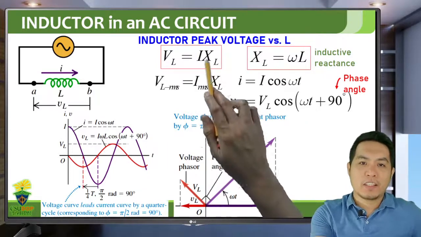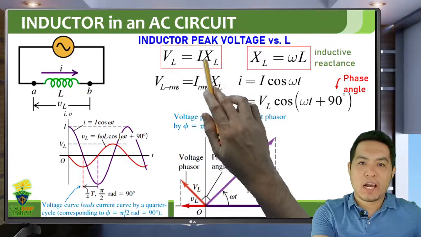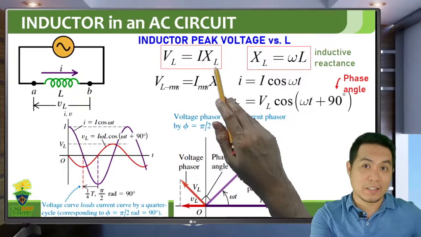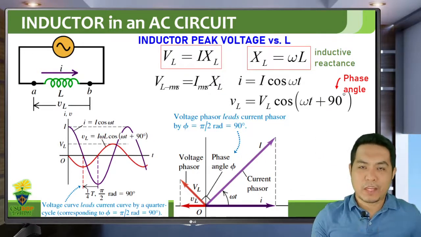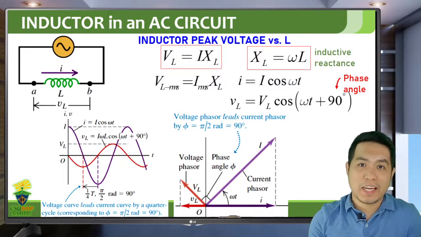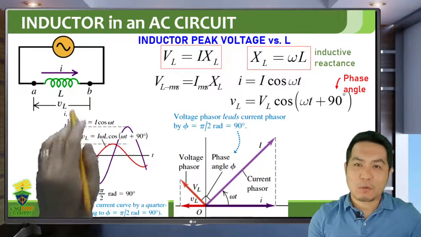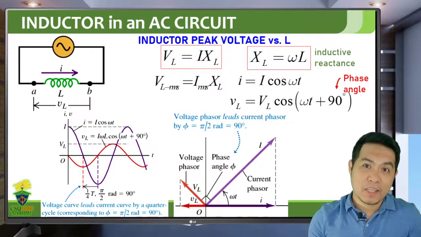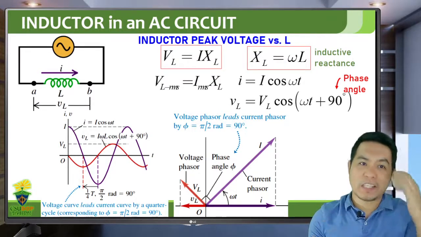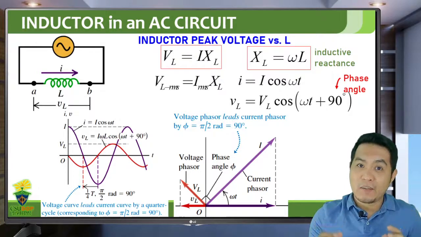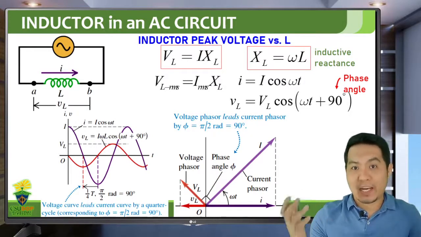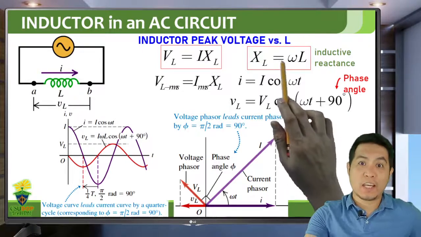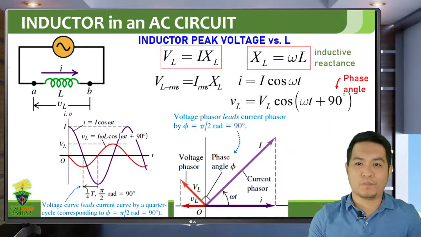Take note that XL here has the role of resistance. Reactance is basically the resistance of the inductor. An inductor has what we call self-induced EMF, which is a measure of how much the inductor resists changes or variation in current. So basically, it's still a resistance. Its unit is similar to that of resistance, which is ohm.